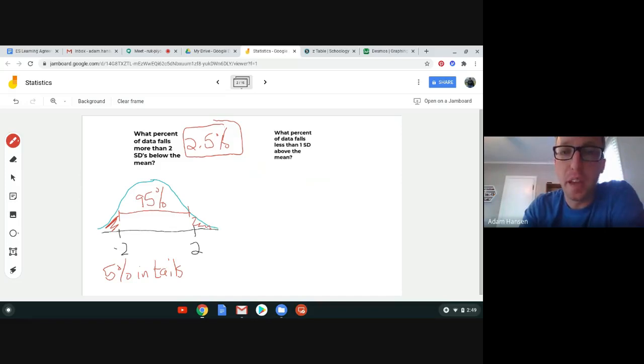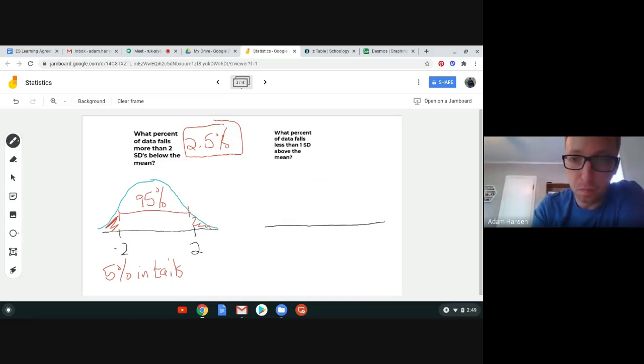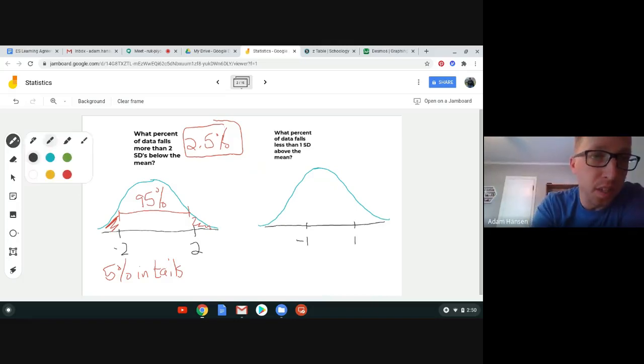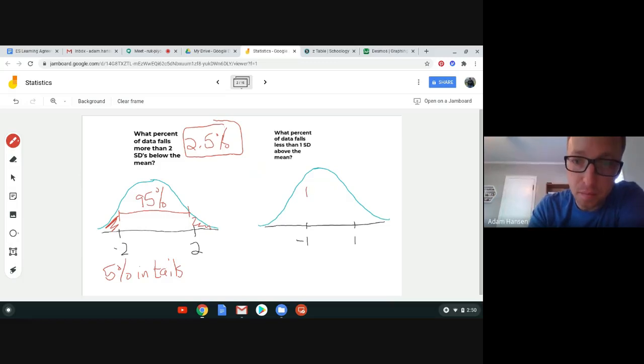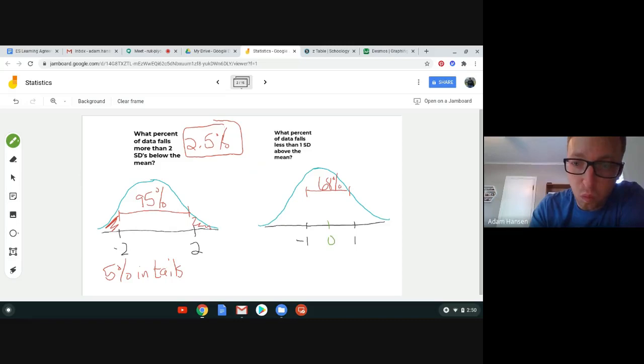For question 2, what percent of data falls less than 1 standard deviation above the mean? Less than 1 standard deviation above the mean. So once again, let's draw a picture. There's our normal distribution. We'll be within 1 standard deviation of the mean. And once again, this accounts for 68% of the data. Now, I only want what's less than 1 standard deviation above the mean. So that would be the part from 0 up to +1.